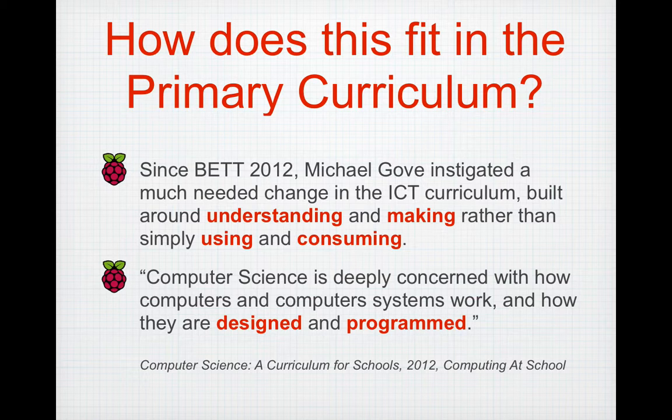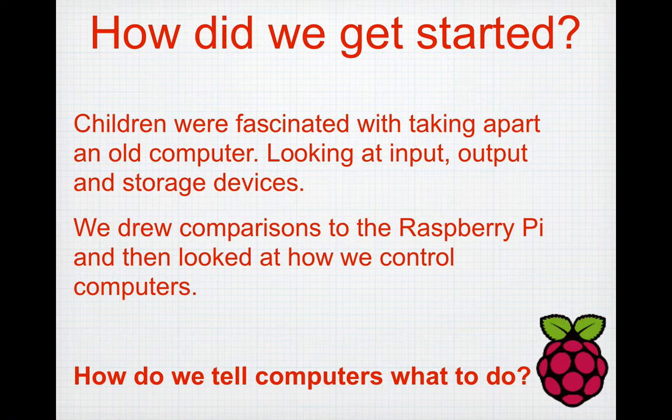The Raspberry Pi work that I've been doing with the children in my school is about contributing, making, developing, problem solving. You can see that I've quoted from Computer Science, a Curriculum for Schools document, a very, very useful document. I'll come to that later in my presentation. It says, computer science is deeply concerned with how computers and computer systems work and how they are designed and programmed. Absolutely essential. So how do we get started?